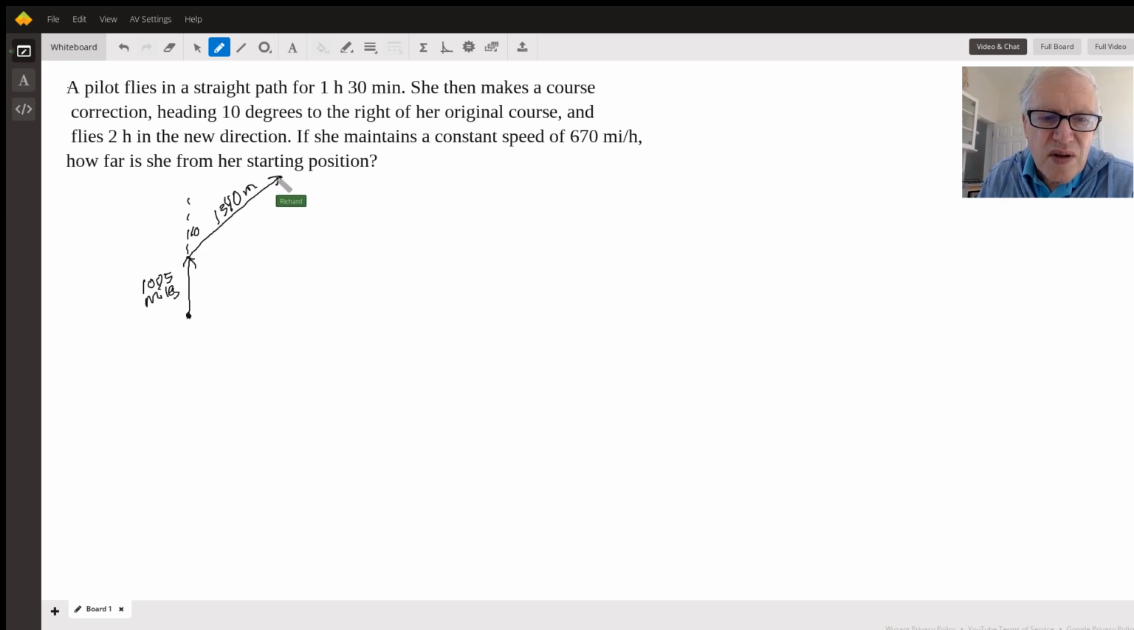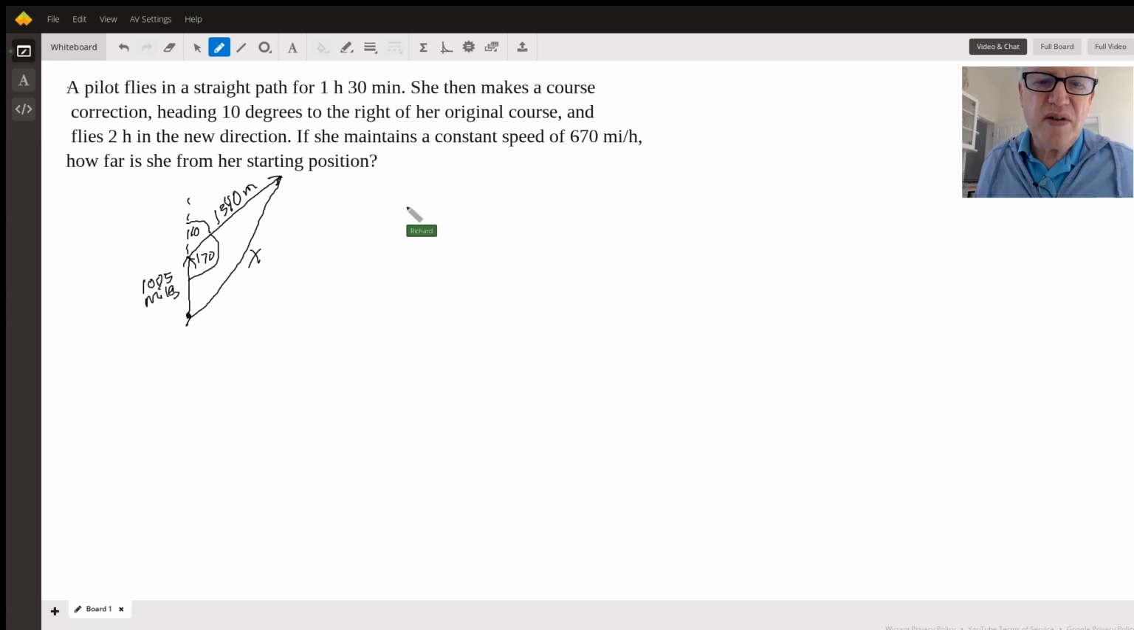And now the question is, how far away is the plane from its starting position? So that's our x. Well, this is a 10-degree angle here, which means this angle here has to be 170 because these two angles form a straight line. You can see that from the diagram here.